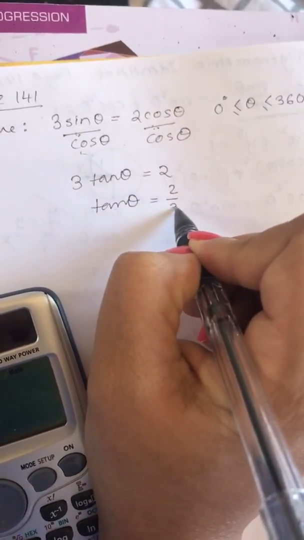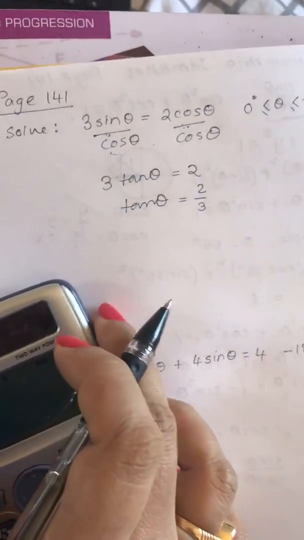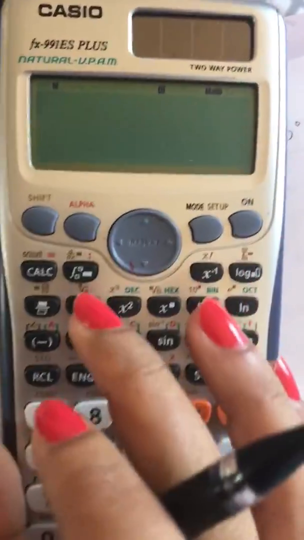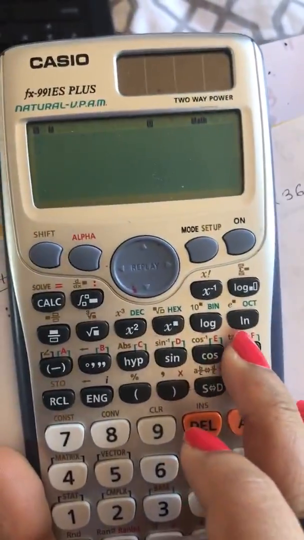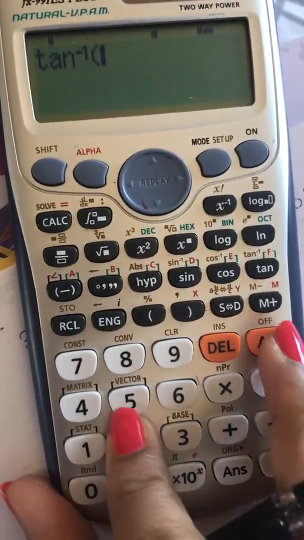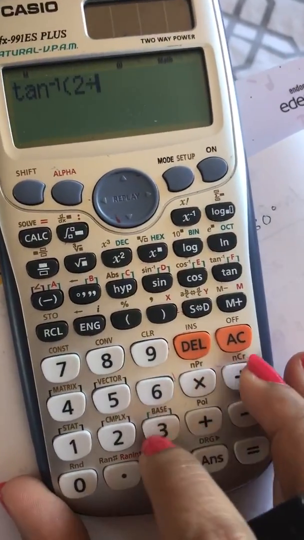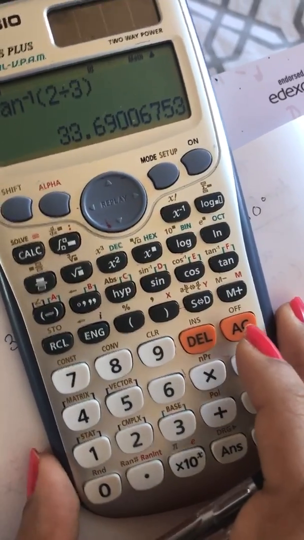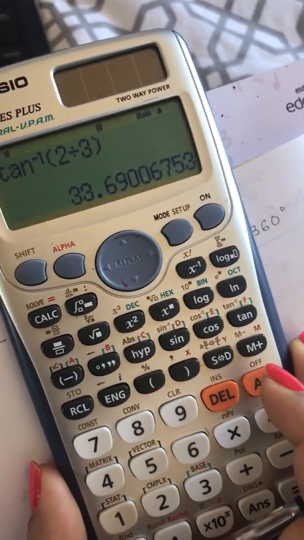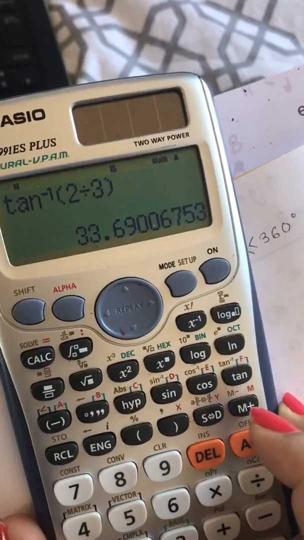So you get tan theta equals 2 over 3. And then you know the usual way. Use your calculator. Shift tan. I have it in degrees, I hope. 2 divided by 3. And that's 33.69. I'll just use that, 33.69.